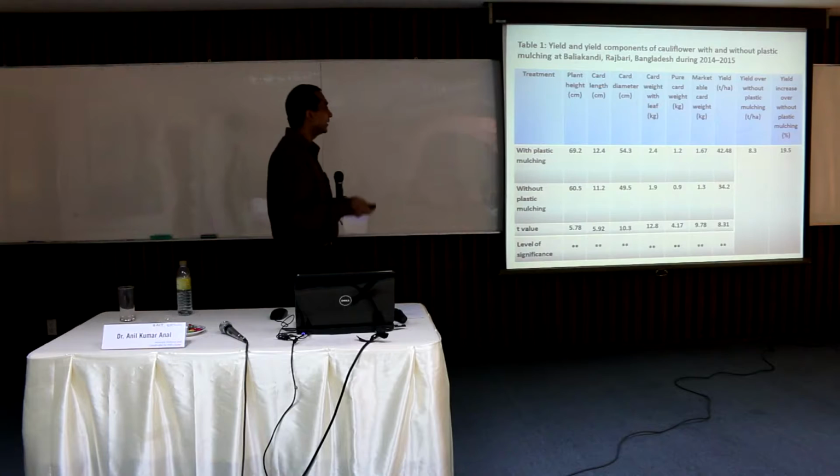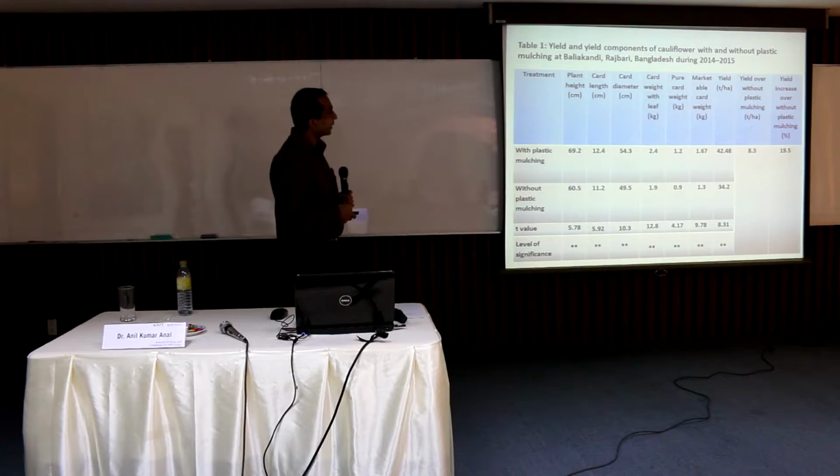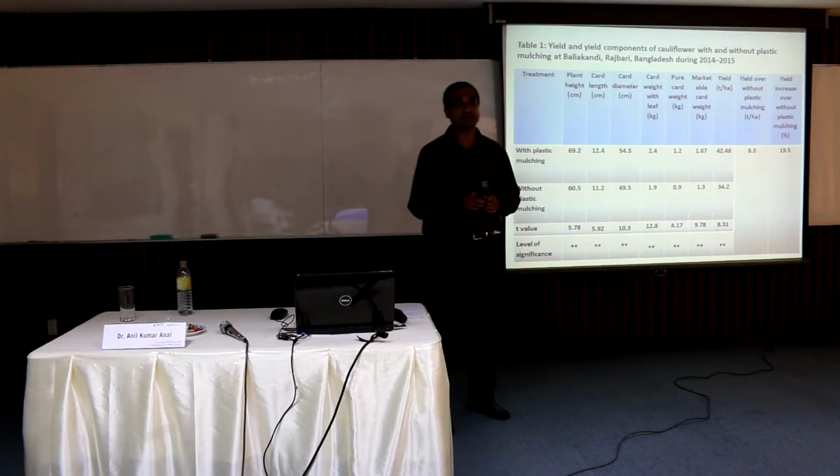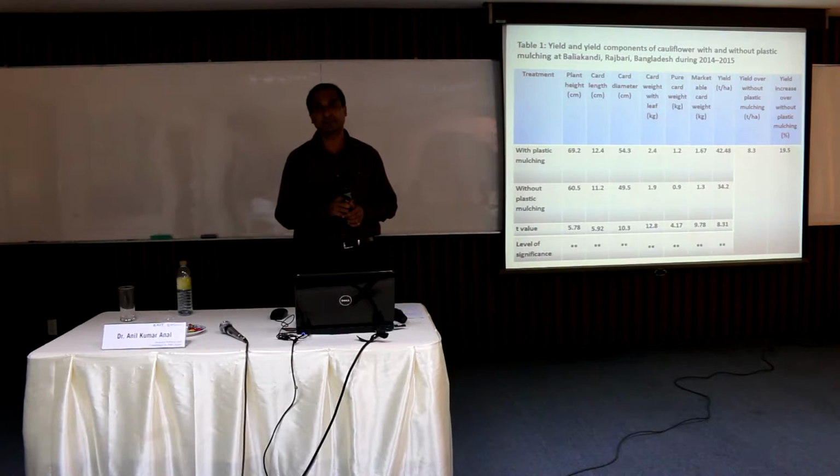Okay, so here are some of the results Ferdous has collected. The main thing is that in one region in Bangladesh, Rajbari, he found a 20% yield increase over those plots where the farmers did not use plastic mulching. So a simple 20% yield improvement was there in the case of cauliflower in one particular region.